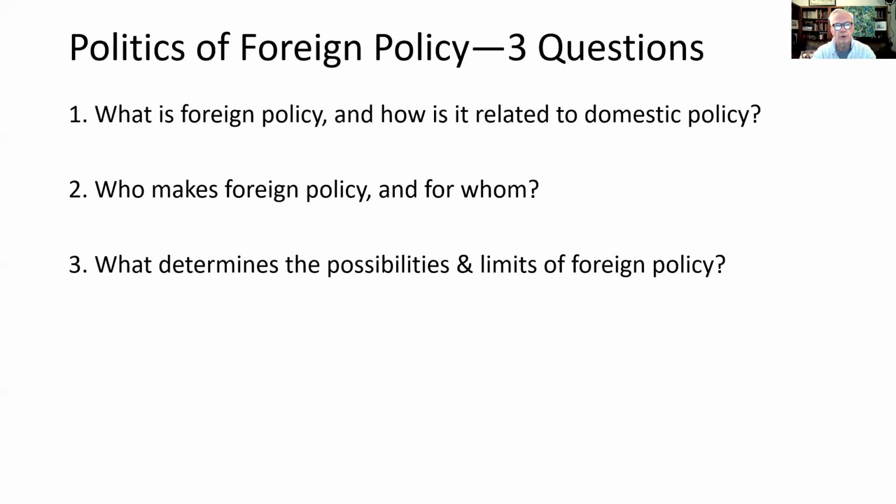Okay, moving to foreign policy here. We've got three main kinds of questions we're going to ask. First of all, what is foreign policy and how is it related to domestic policy? Second thing is, who makes foreign policy and who do they make it for? Is it to benefit us? Is it to benefit somebody else? Who's it for? Third is, what determines the possibilities and the limits of foreign policy?